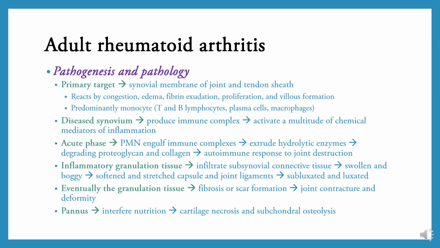Inflammatory granulation tissue infiltrates subsynovial connective tissue and thus becomes swollen and boggy, softening and stretching the capsule and joint ligaments, which leads to subluxation and luxation. Eventually, the granulation tissue creates fibrosis or scar formation, and there is joint contracture and deformity. Pannus interferes with nutrition, resulting in cartilage necrosis and subchondral osteolysis.